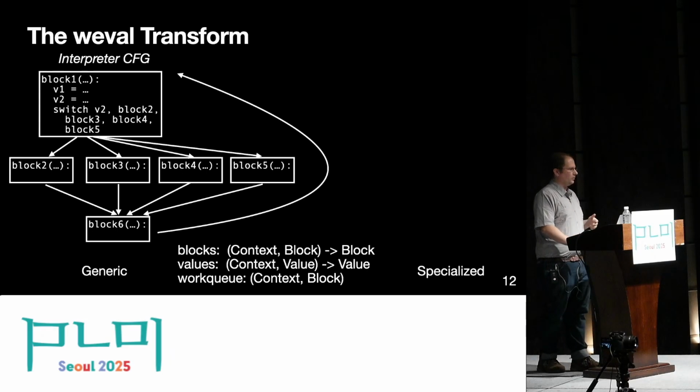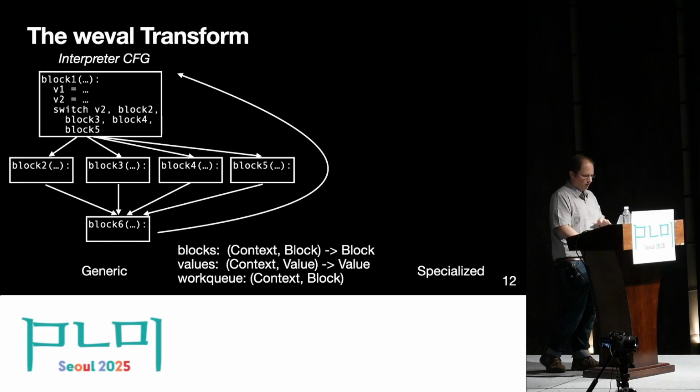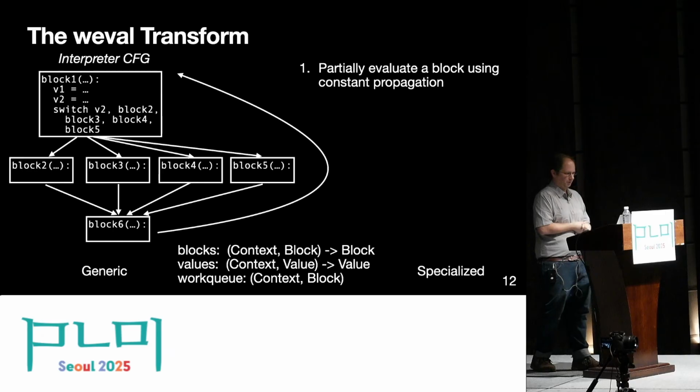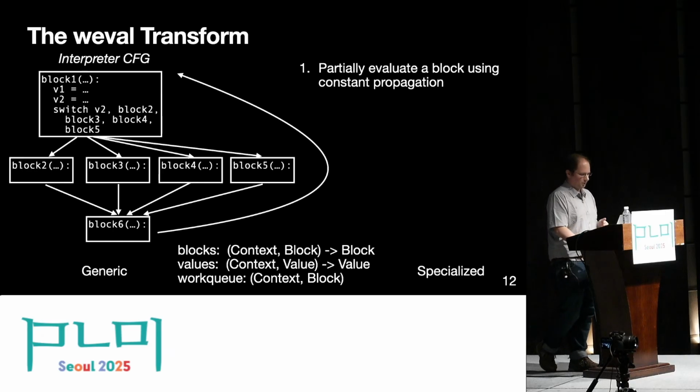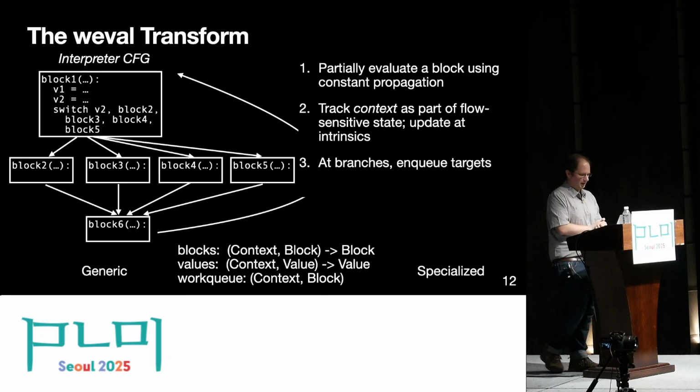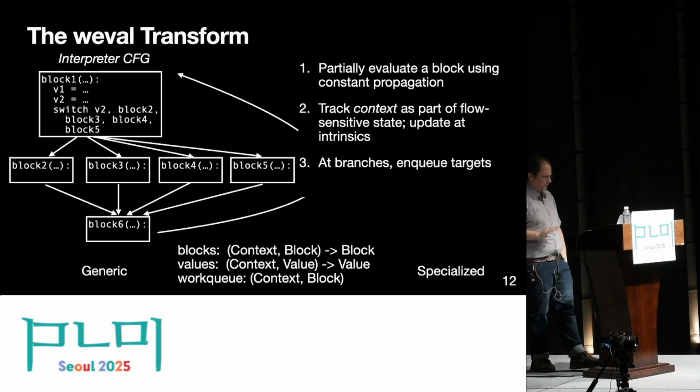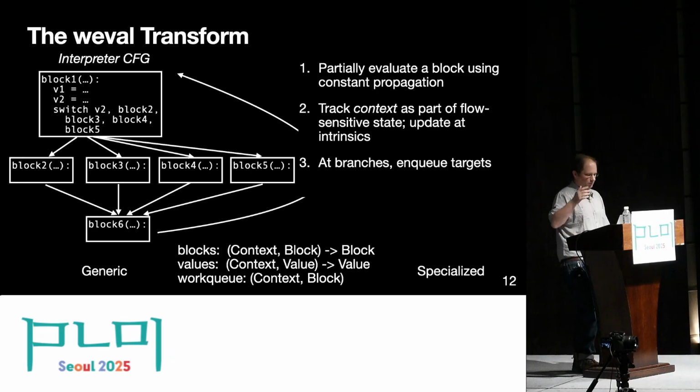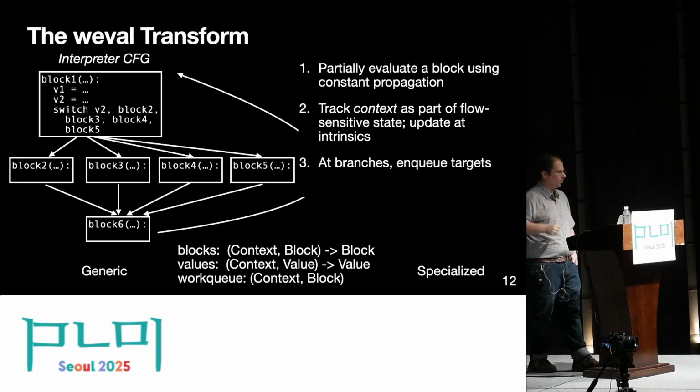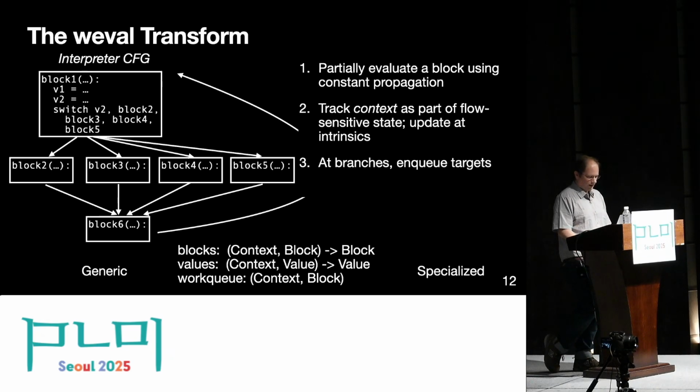This whole thing is work queue driven. So we basically just lazily follow all reachable code with this work queue algorithm. For each block that we pop off the work queue, we partially evaluate that block with constant propagation. We track the context as part of the flow-sensitive state, as I mentioned. And then when we reach branches, we enqueue the branch targets on the work queue with the current context, maybe updated by intrinsics.